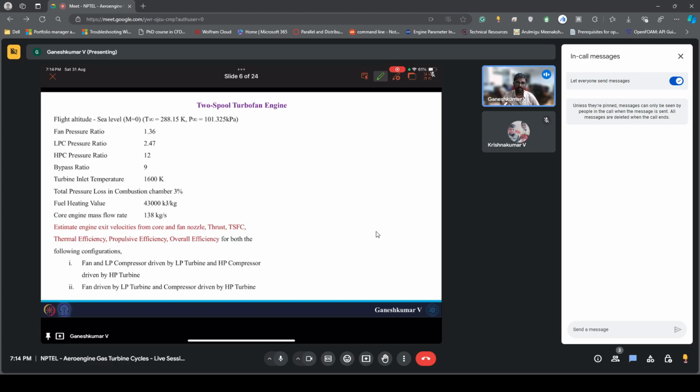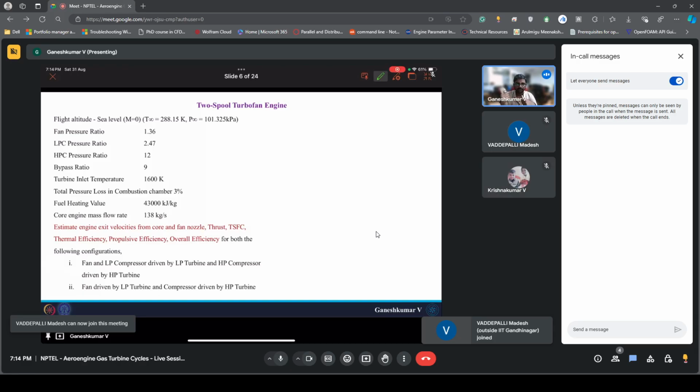So this is the question I have today. This question we have already seen in the lectures. There is an engine which is currently at sea level. It is not flying, so the Mach number would be 0. The engine speed would be 0.